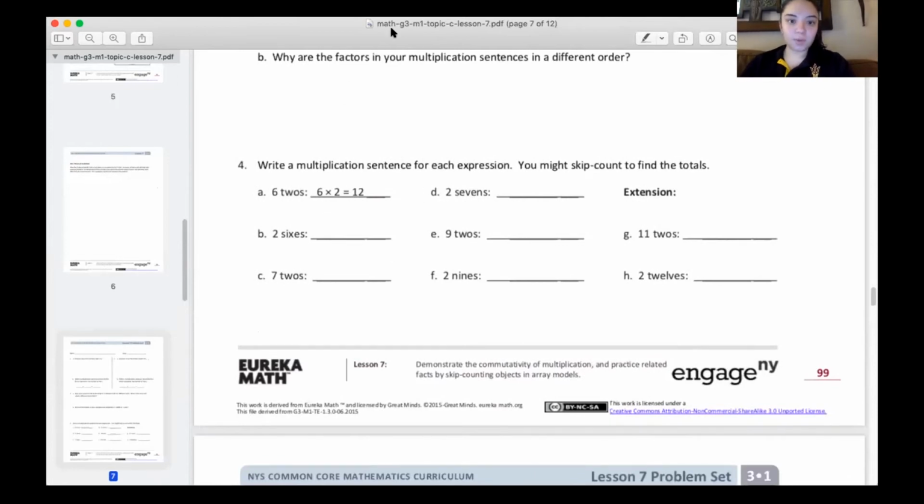It says write a multiplication sentence for each expression, and you may skip count to find the totals. So, as you see, we have 6 2's, so they wrote 6 times 2 equals 12. Let's try, I'm going to do B and C, and then I'm going to have you guys do D on your own. So 2 6's is going to be 2 groups of 6, so 2 times 6. And we have the answer equals 12.